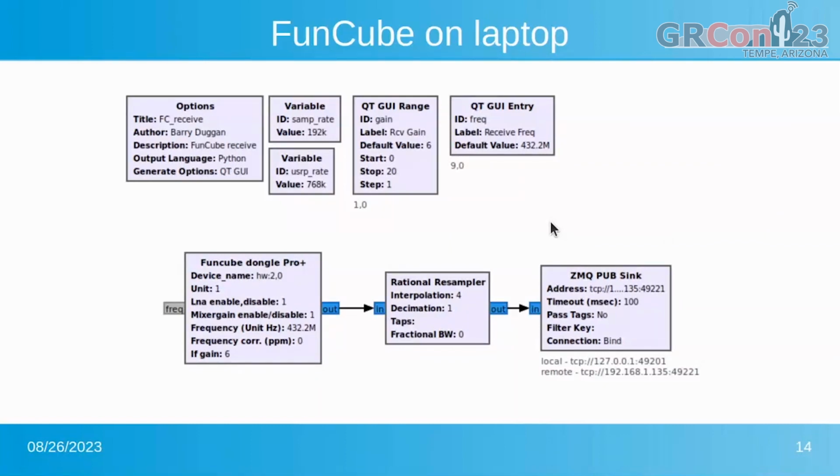On the laptop, the FunCube flow graph is pretty simple. It's a FunCube Dongle Pro Plus feeding a resampler to change the sample rate of the FunCube at 192 kilohertz up to 768 kilohertz, which is what I use for all the modules in my repo. And since it's between 2 different computers, I have to use a full IP address and a port number of 49221.